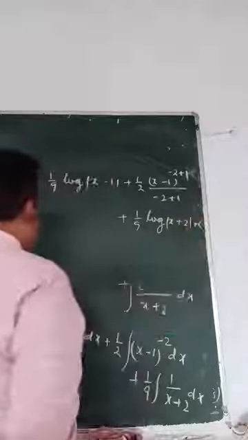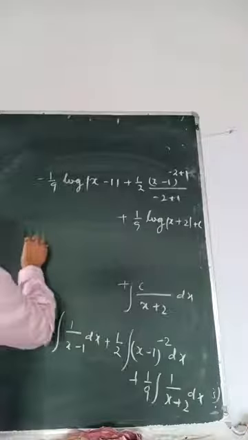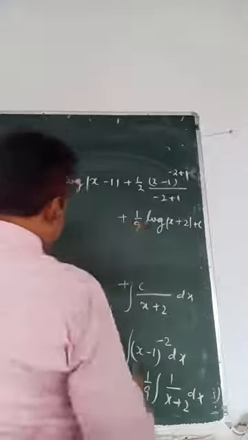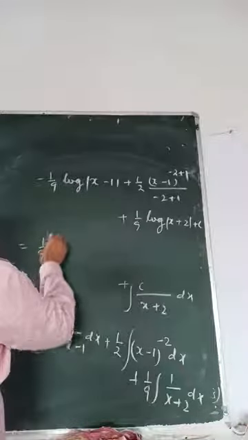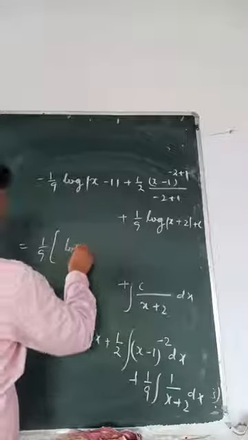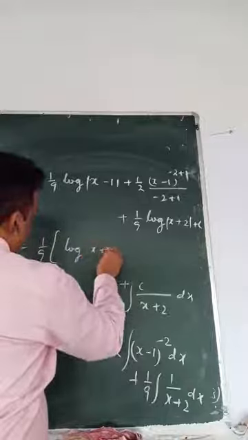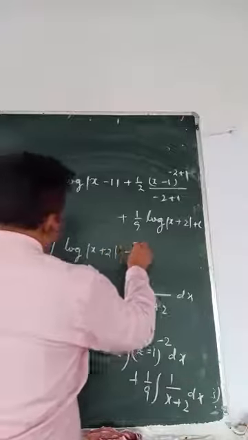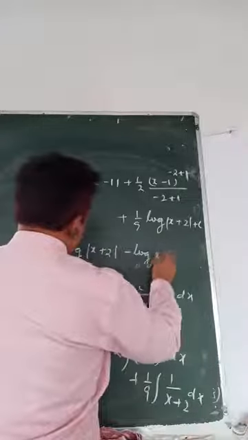So final answer, you have to write these two together. 1 by 9 common, log x plus 2 minus log x minus 1.